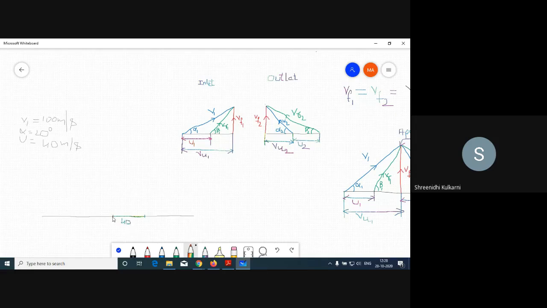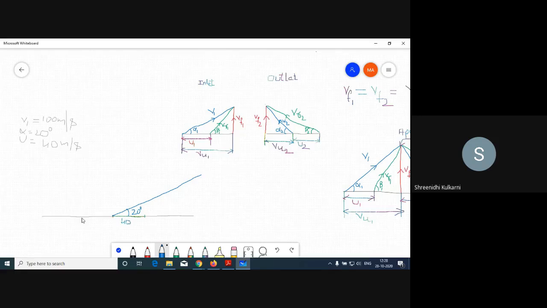From this point, what is the angle? The angle is 20 degrees. So from here I will draw 20 degrees, and this angle I will call alpha. Clear? So this is 20 degrees. And what is V1? It is 100 meter per second.